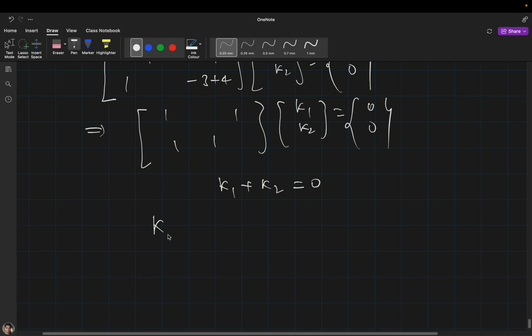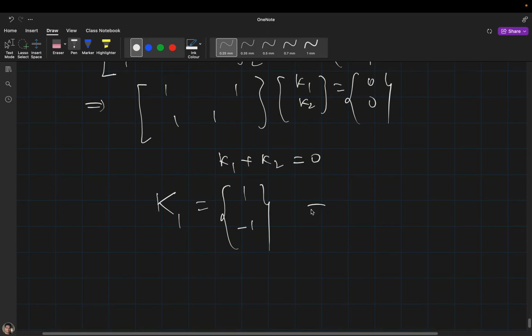So what will be the K1 matrix? Capital K1. This is the capital K1. Okay, because there will be two eigenvectors. So capital K1 will be 1 minus 1. If you take K2 equal to T, then you will get K1 equal to minus T. So I can write one eigenvector as 1 minus 1. This is for lambda 1 equal to minus 4.